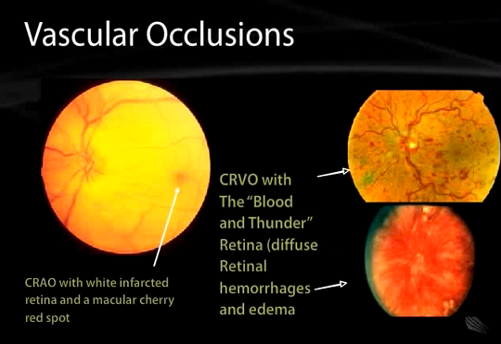On the right, we see 2 pictures of central retinal vein occlusions. These have a markedly different appearance. They're called the blood and thunder retina because you have diffuse retinal hemorrhages and edema. You can see how there's a big difference between these two, and just looking at the retina fundoscopically will help distinguish between these two identities.